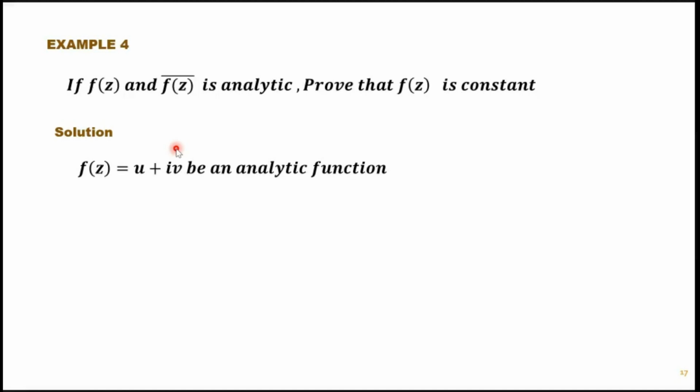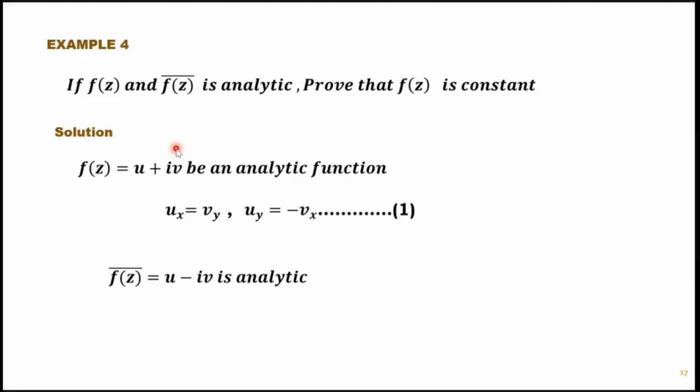f of z is equal to u plus iv. It is analytic, so the CR equations hold. What will f of z the whole bar be? u minus iv, the conjugate. f of z the whole bar is u minus iv. So u minus iv is analytic, so can you tell me what the CR equation will be when u minus iv? For u plus iv, where u and v are positive, we write ux equal to vy and uy equal to minus vx.